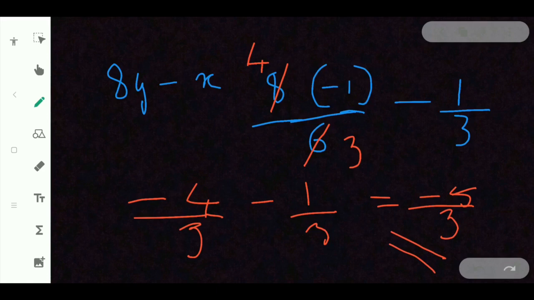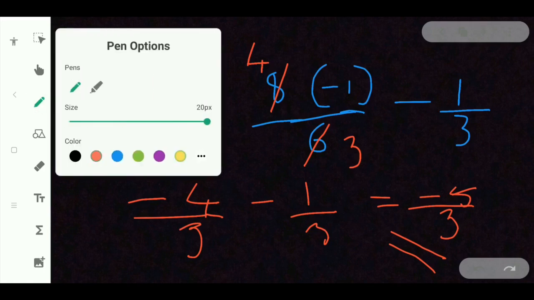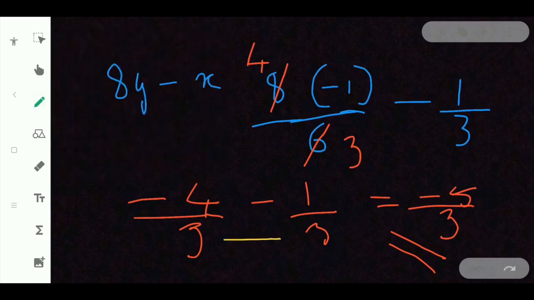So now we have got both the values. As the denominators are same, I have done minus 4 minus 1. So it is minus 5 by 3.